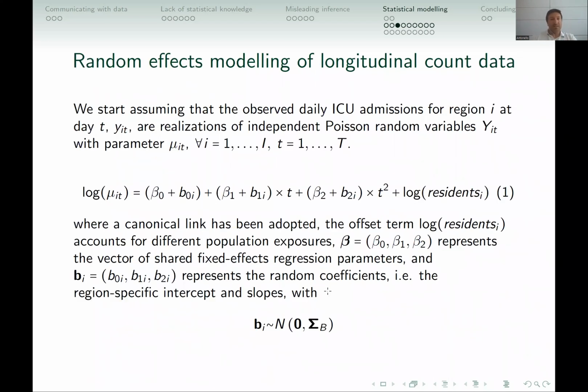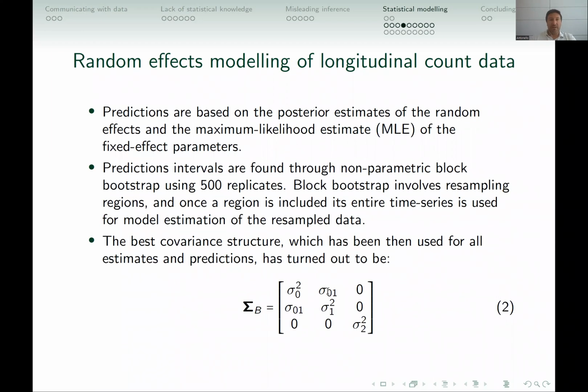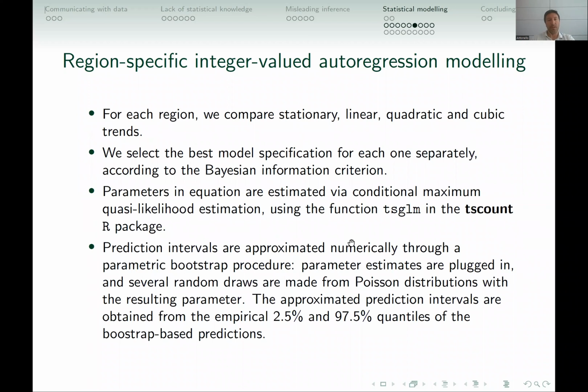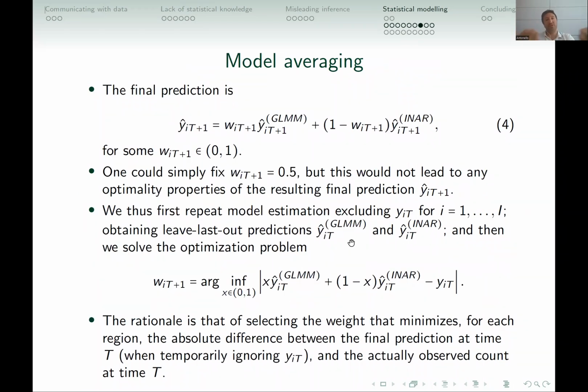I skipped the formulas. The two models are very, very simple. You see here, we are simply saying that the average number of ICU hospitalizations depends on the previous one, plus the previous mean, plus the previous observations, plus some other covariates. Everything is so simple. And then we merge the estimates under an ensemble approach. So we take the forecast from the Poisson mixed effect regression model and from the autoregressive time series model, and then we weight them.